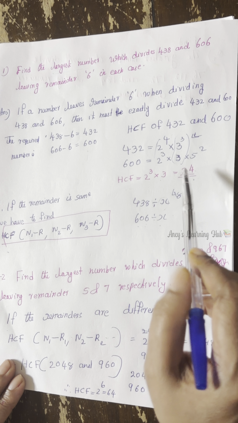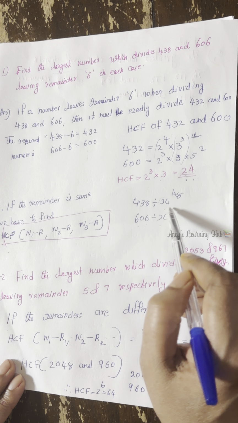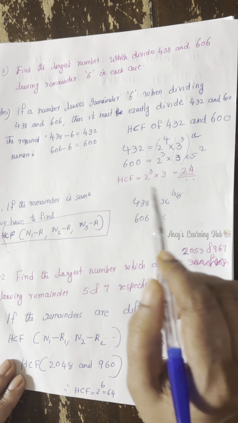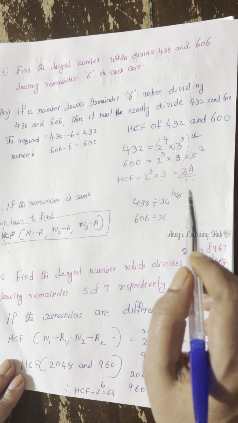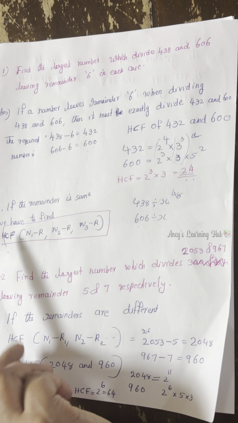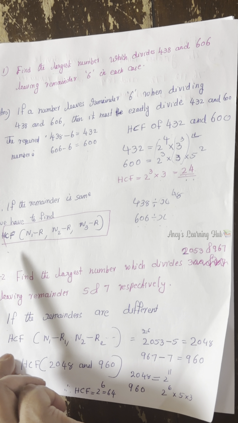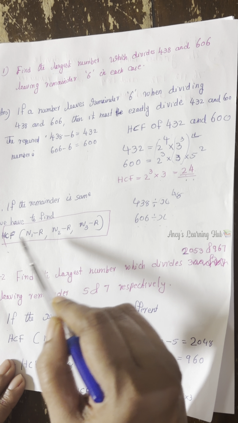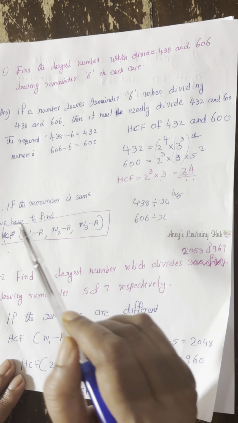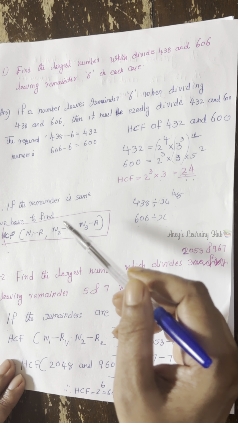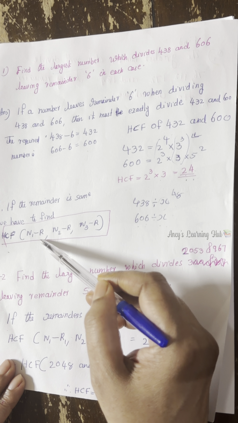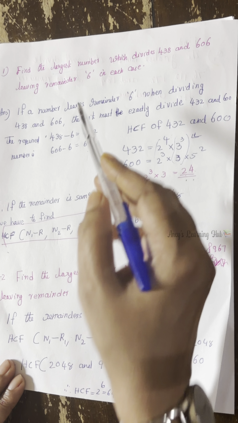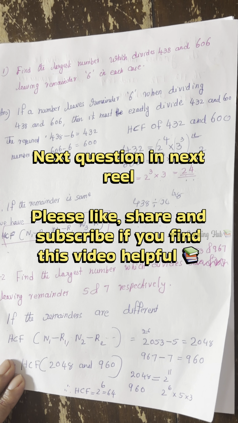So, using this 24, if I divide 438 and 606, you will get 6 as the remainder. So, generally, if the remainder is the same, to find the largest number, we subtract the remainder from each number to get the HCF of the numbers. We have to subtract the remainder from each number, and the required number we will get from finding the HCF of those numbers. Okay.